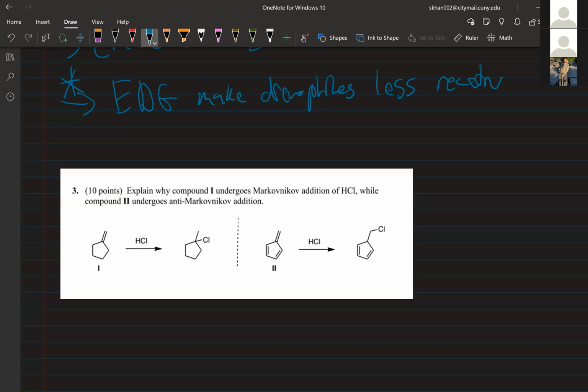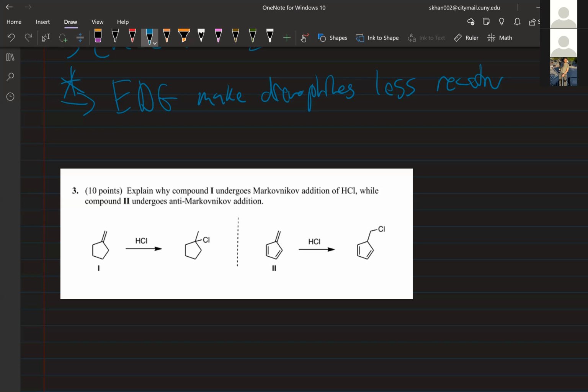Okay, so explain why compound 1 undergoes Markovnikov addition of HCl, while compound 2 undergoes anti-Markovnikov. So in case you forgot, he kind of already showed you the expected products, right? Markovnikov addition, quick orgo 1 review. You are forming the most stable carbocation, right? That's Markovnikov's rule.